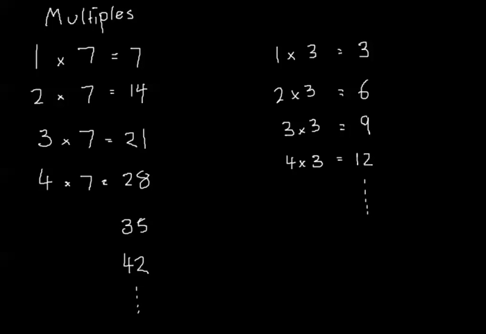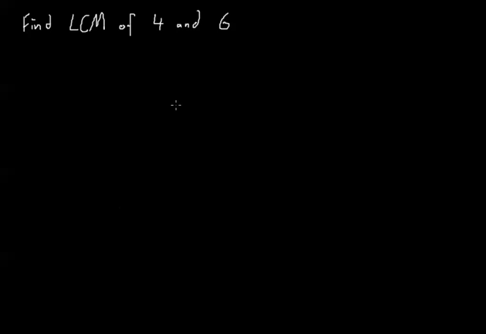Now where you may see this is in a question like this, where it says find the LCM of 4 and 6. Now what LCM means here is lowest common multiple. So we will need to list the multiples of 4 and 6 in order to find the lowest common one between the two. So we need to list them out in sequence here. So we start with 4. So we've got 4, 8, 12, 16, 20, 24.